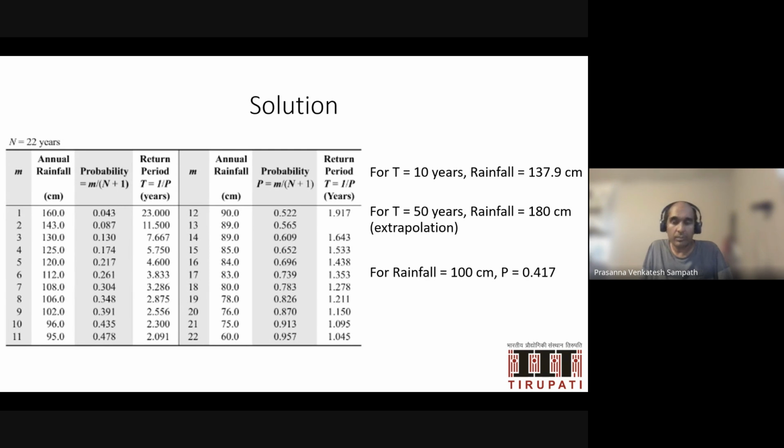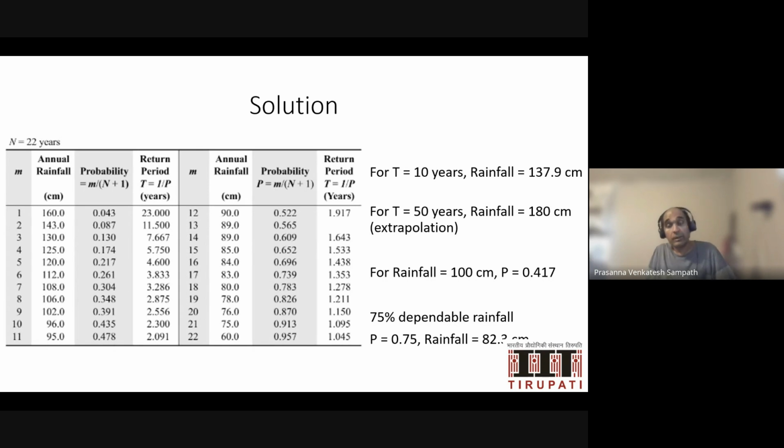Which means 75% of the time I will receive at least this much rainfall. I can depend on that. Based on this data, I can depend on the fact that I will receive at least this much rainfall with a probability of 75%. So it will be somewhere between 78.3 and 73.9. It will be between 80 and 83 centimeters. So again, it's an interpolation. You get 82, 82.3, somewhere in between.